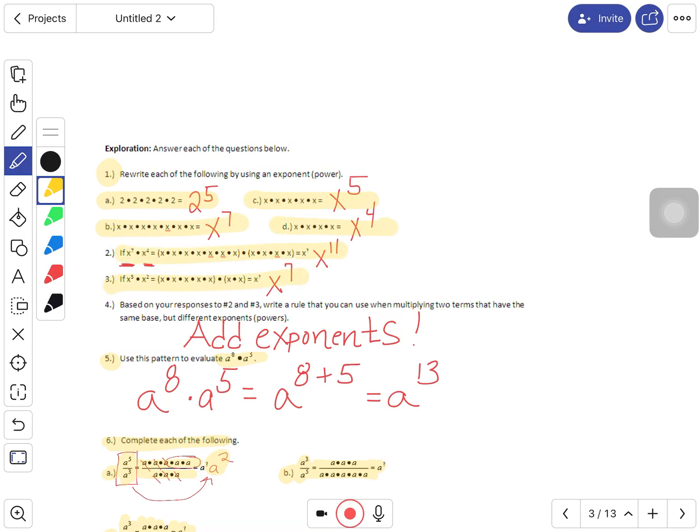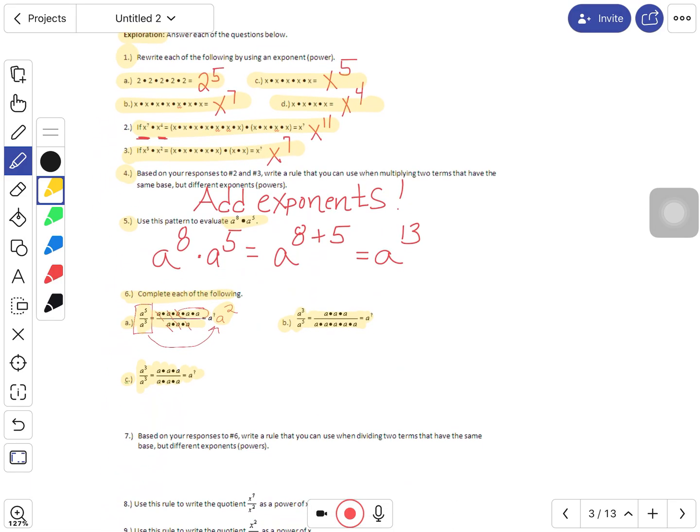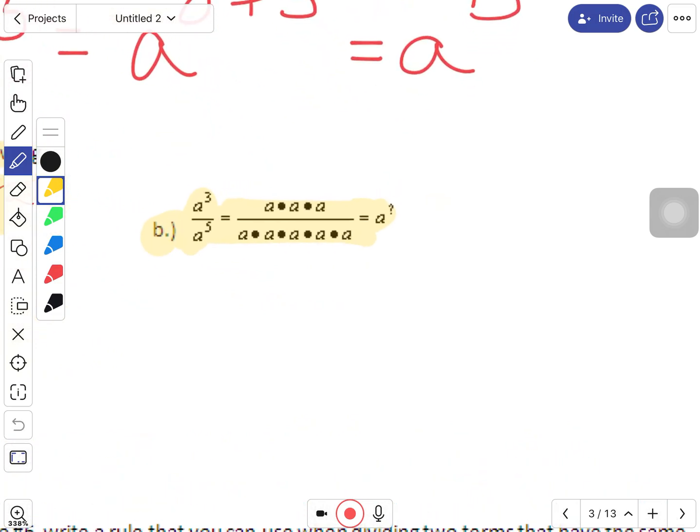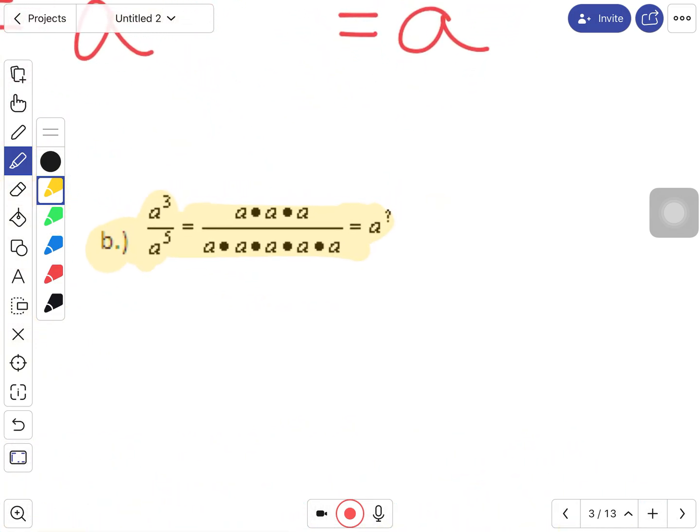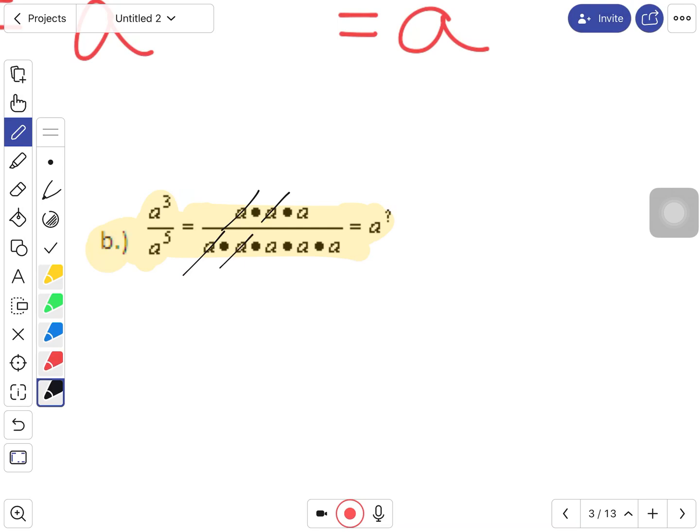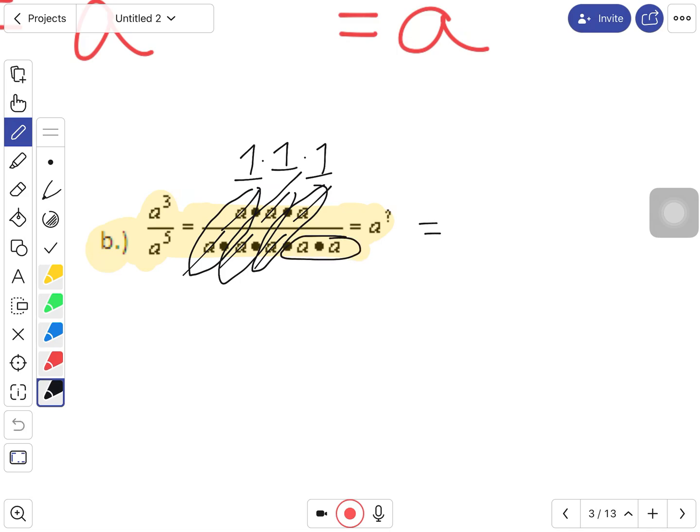So yeah, you would have to copy that. And then the word exploration is super important. Okay. So if we are doing a to the 3rd over a to the 5th, this guy takes out this guy, this guy takes out this guy, this guy takes out this guy. Because remember that if you have a over a, that's just 1. And then a over a, that's just 1. And then a divided by a, that's just another 1. So if you have 1 times 1 times 1, I mean, that's just 1, they go away. And then you have a squared left on the bottom.